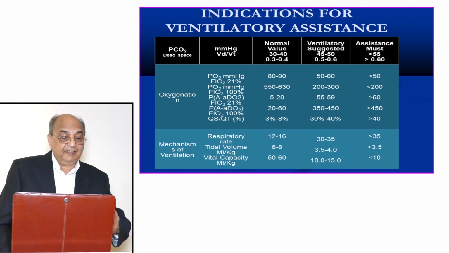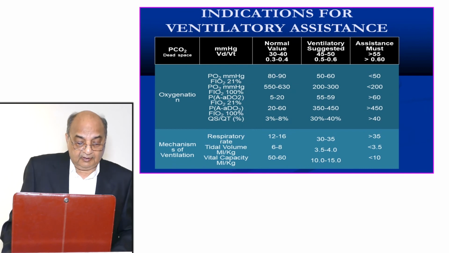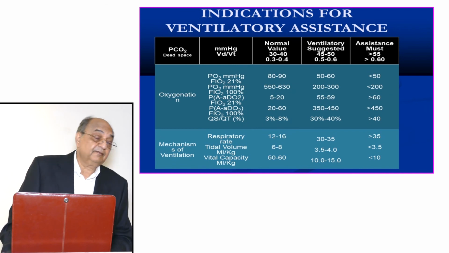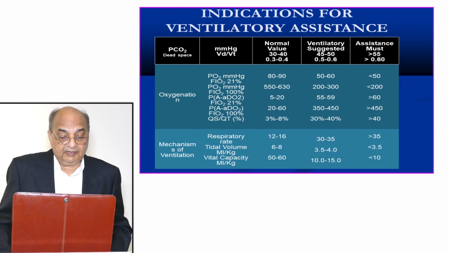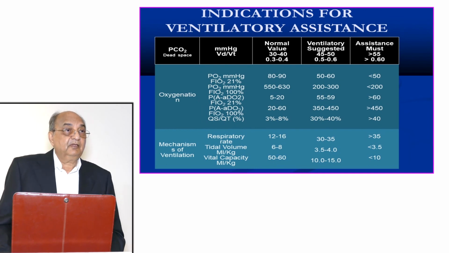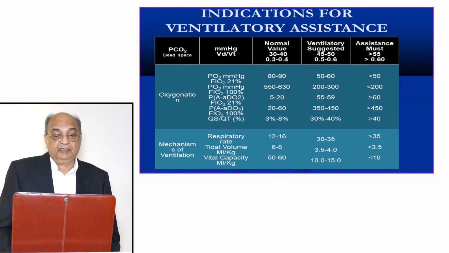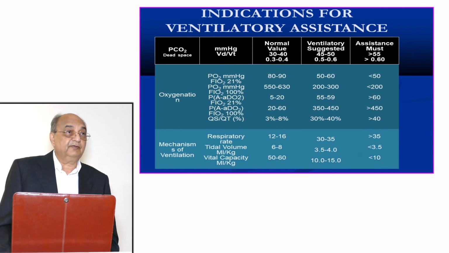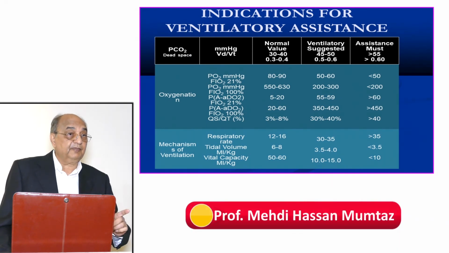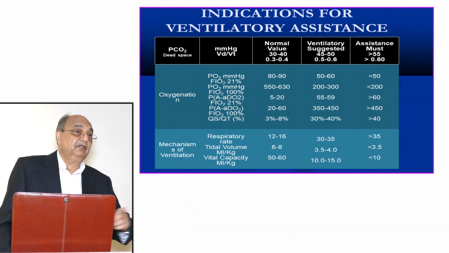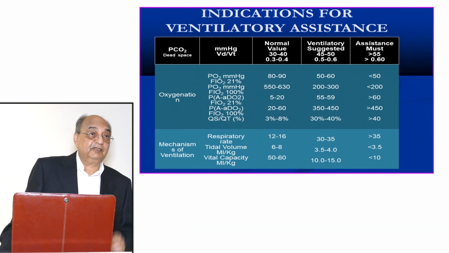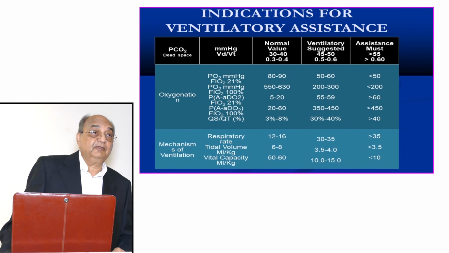Then you look at the mechanics of respiration or respiratory rate. Normal is 12 to 16. When it goes to 30 to 35, and if there is another indication, then you put them on a ventilator. When it is greater than 35, even if there is no other indication, put them on a ventilator, even if your saturation is normal, even if your PaO2 is normal, but the respiratory rate is greater than 35. It means it is going into impending respiratory failure.